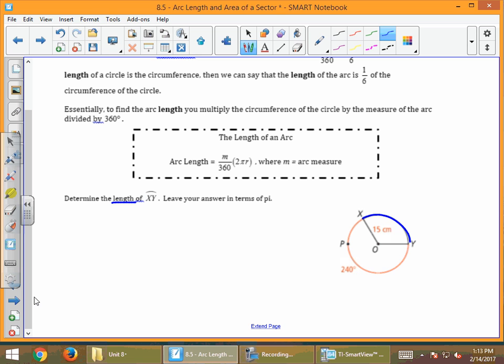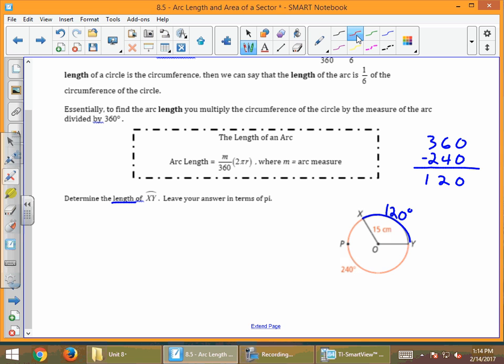360 is a circle. This part right here is 240. So we're going to do 360 minus 240, and that will give you what that xy is. 120. So I know this is 120 degrees. Does that mean it's 120 units long? No, it does not mean that. It means that's 120 degrees. To figure out how long it is, we're going to use this formula.